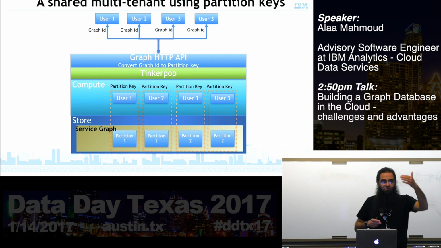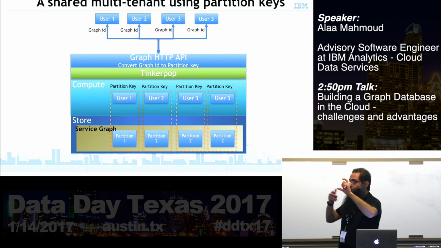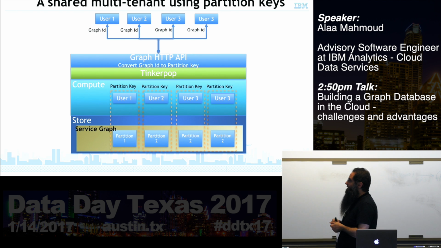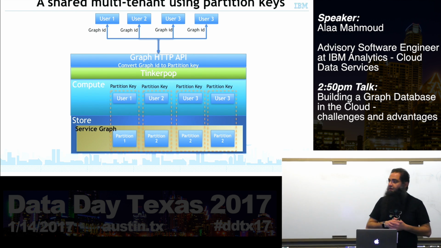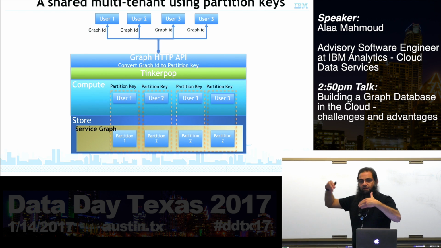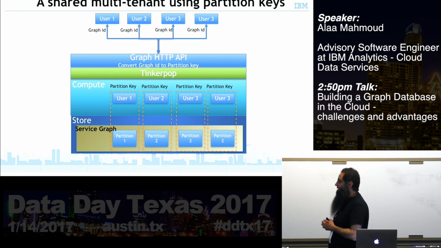So every user that comes in has a graph ID or a username, whatever you decide to be the key that you're going to use. You convert that graph ID into a partition ID or a partition key, and then all the queries and everything that gets executed from that point on operate on that particular partition. No user sees any other user's data.